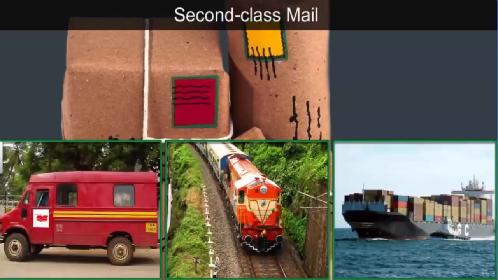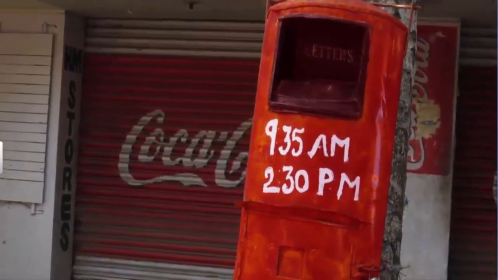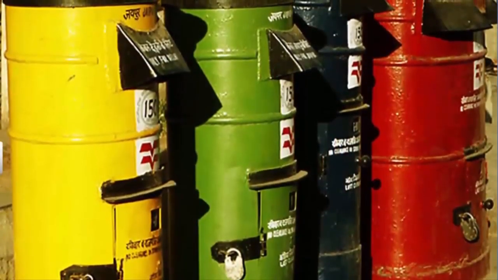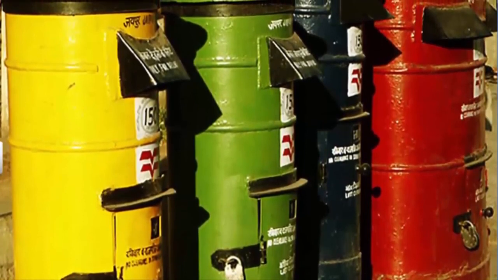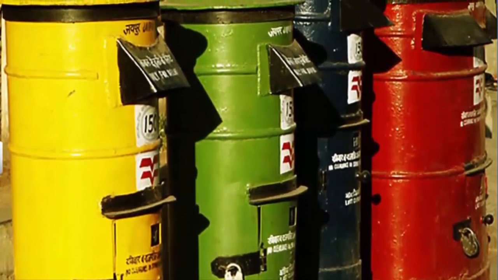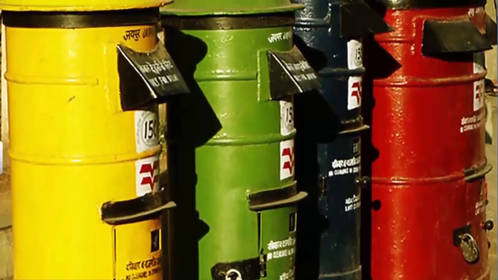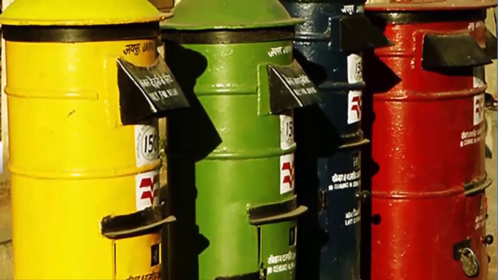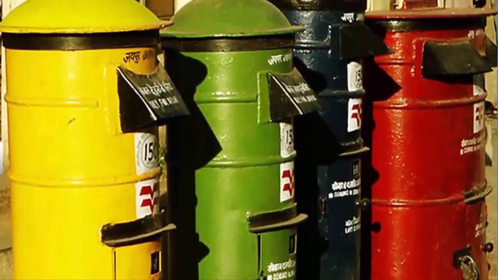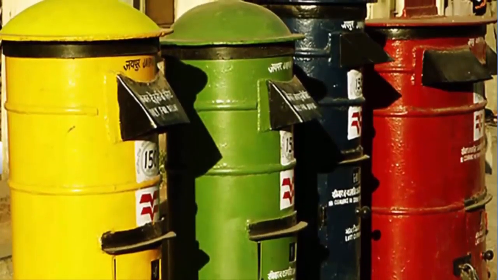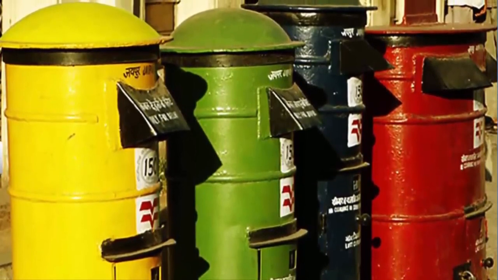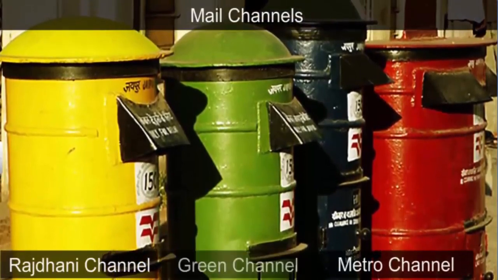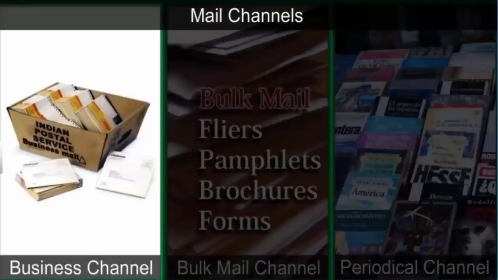A post box that you drop your letters into is usually red. However, now you will find post boxes of different colors outside a post office. These colors represent the different main channels introduced by the Indian Post Service for quicker delivery of letters in large towns and cities. Besides its regular national and international services, the Indian Postal Service has introduced 6 channels called the Rajdhani Channel, Metro Channel, Green Channel, Business Channel, Bulk Mail Channel and Periodical Channel.